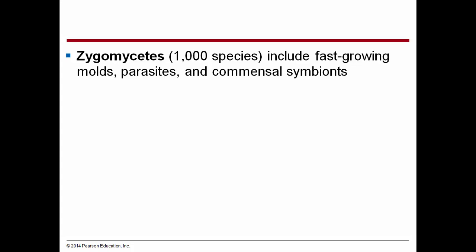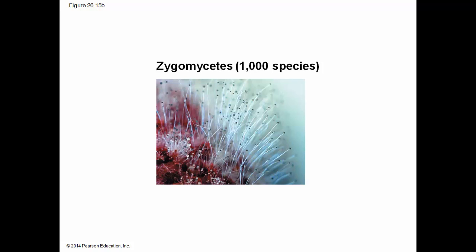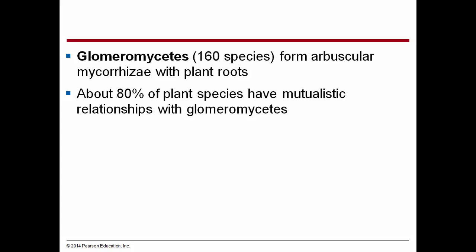Zygomycetes include fast-growing molds and parasites, commensal with symbionts. Here's a Zygomycete. You can see the sporangia on the tip of the hyphae.